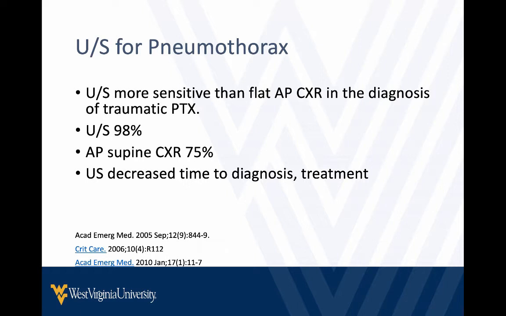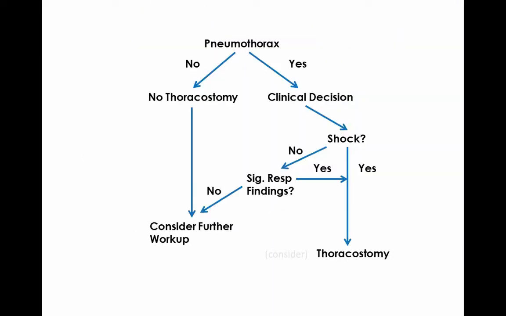Now, people will make the statement, well, what do I do with that information? And the answer to that is you be a physician. You use your clinical judgment along with the ultrasound information to make decisions. And it's pretty straightforward. You have a trauma patient in front of you. You look for a pneumothorax. If you don't see a pneumothorax, please do not place a chest tube. Pretty straightforward, right? Everybody gets that. And consider further workup if needed.